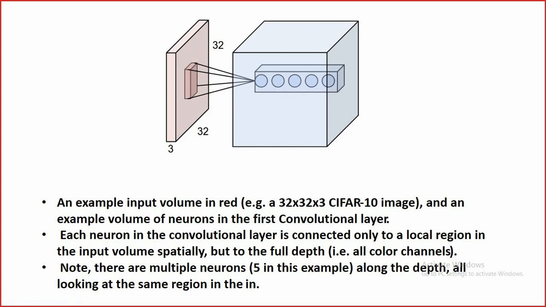Let's see what they mention here. Each neuron in the convolutional layer is connected only to a local region in the input volume, spatially, but to the full depth. So this one is only connected to this part, but also the second layer, third layer, and any other layers that we have here. So we have, for example, 100 by 100 neurons here, each of the neurons only connected to a small area of the input image or previous layer.